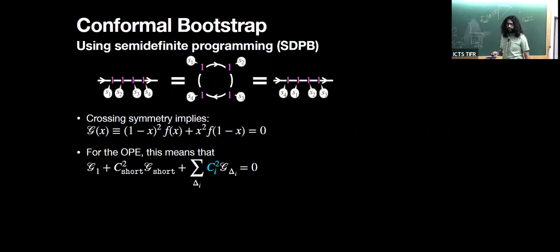Excuse me, maybe a very basic question. Can you just say how crossing symmetry implies that, if it's easy to explain? Or I can't tell you right now. Okay, no, that's fine.